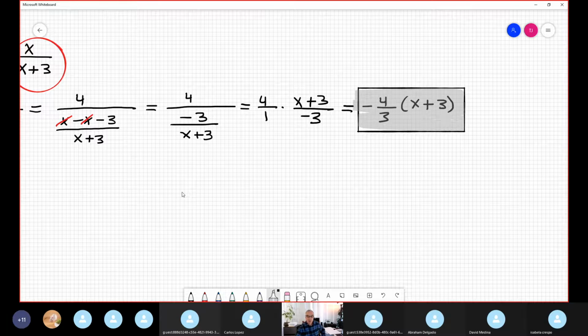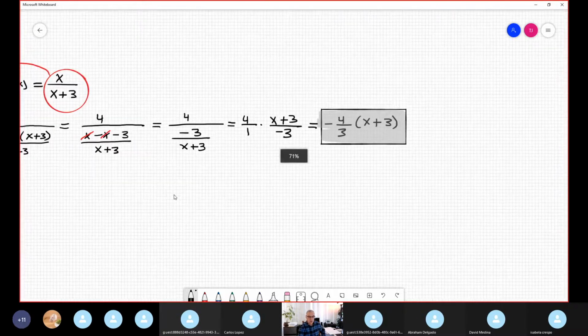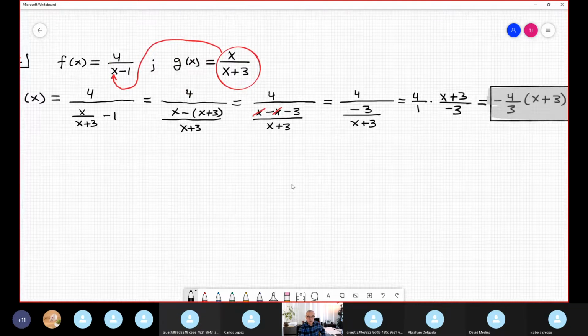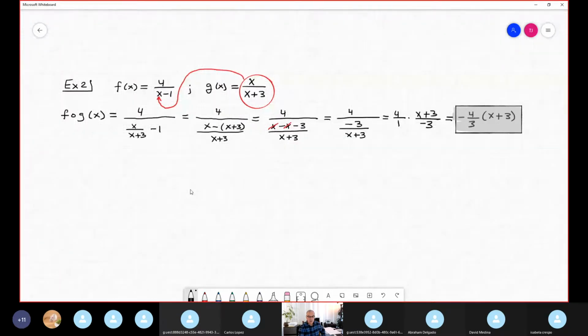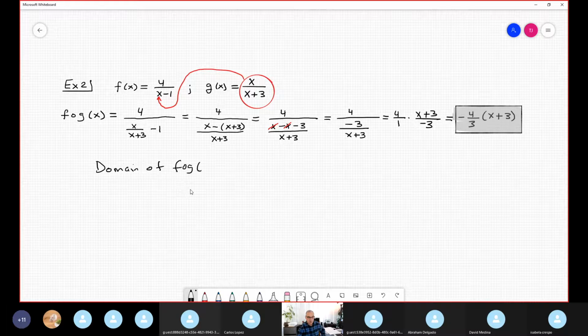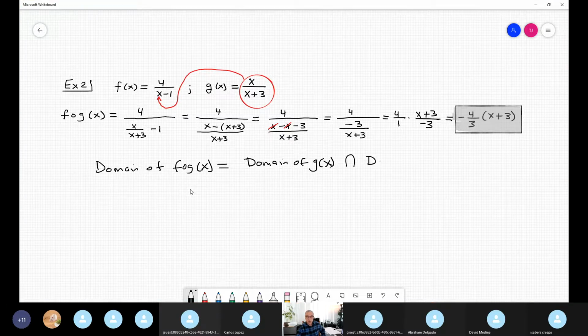Okay, now the complicated part. The complicated part is domain. Domain is, you know, the formula says it is the domain of the first function and the domain of the new expression. Okay, domain of F composition G is equal to domain of G, which is the first function in this order, intersection domain of the new expression.